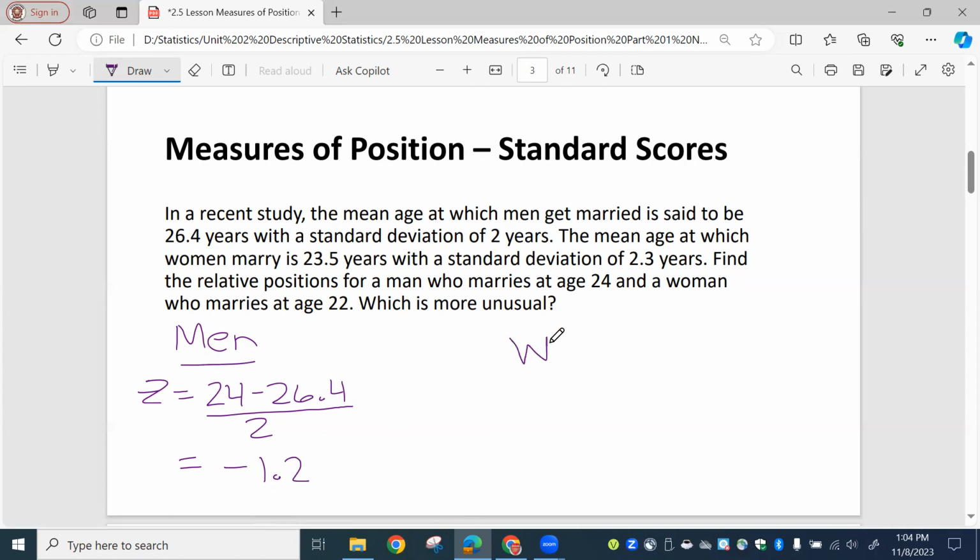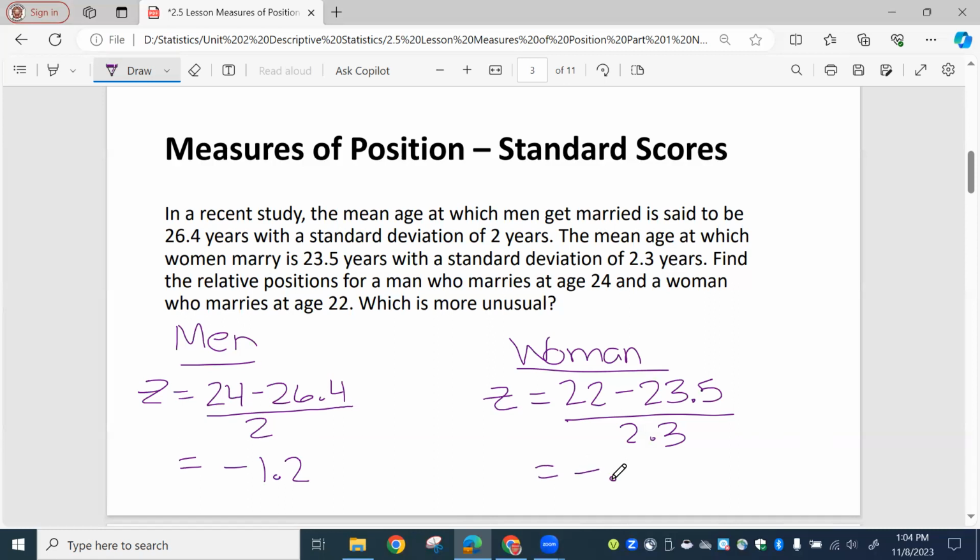For our woman, she is 22, and there is an average age of being married as 23.5 with a standard deviation of 2.3. Again, we know we're going to have a negative value because she is younger than the average age of being married. And we get negative 0.6521.